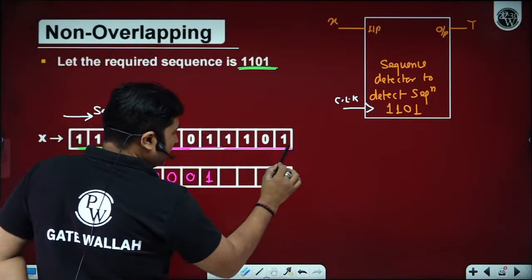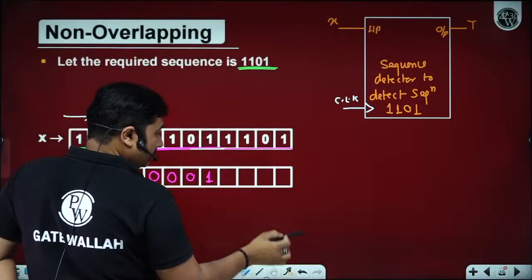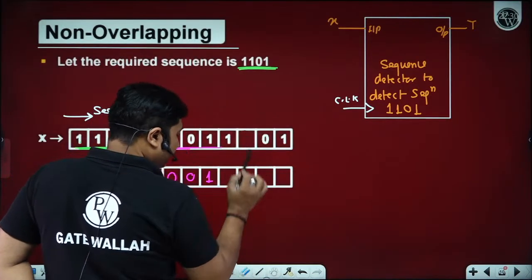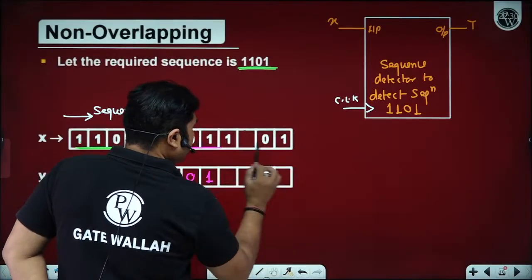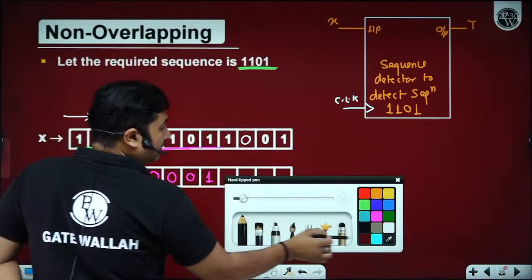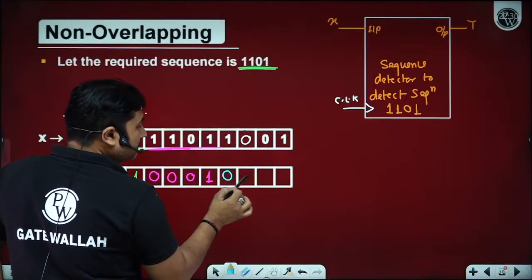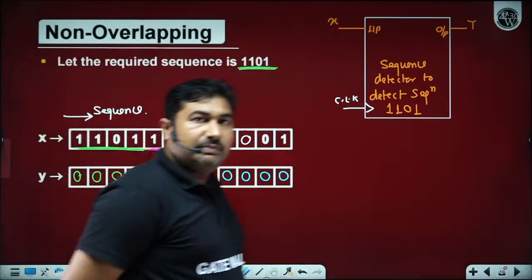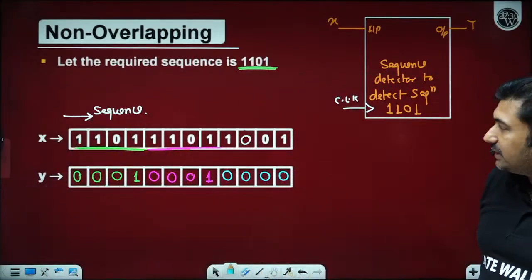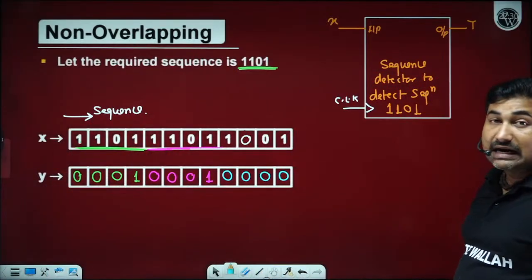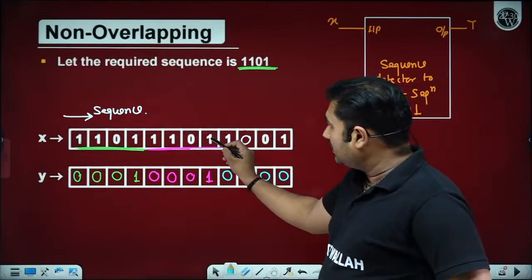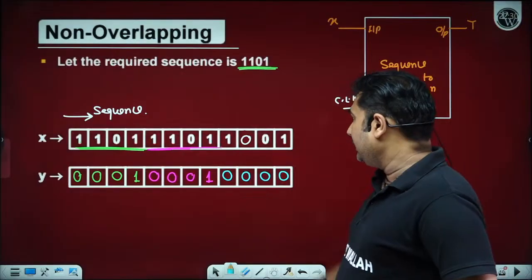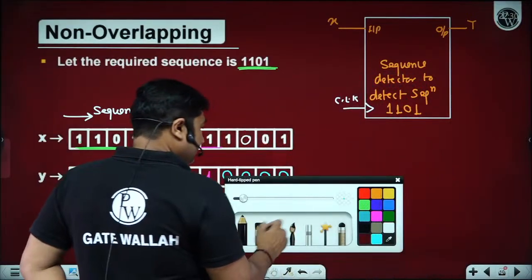Again 11. Let us suppose we have a different input here, then your output will remain low only. Why? Because the required sequence has not been detected. The output will become logic 1 only when the required sequence is detected. In a non-overlapping case, this one is not considered. How many of you are able to understand this?